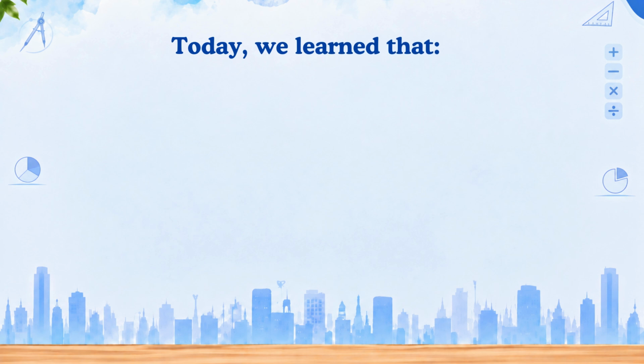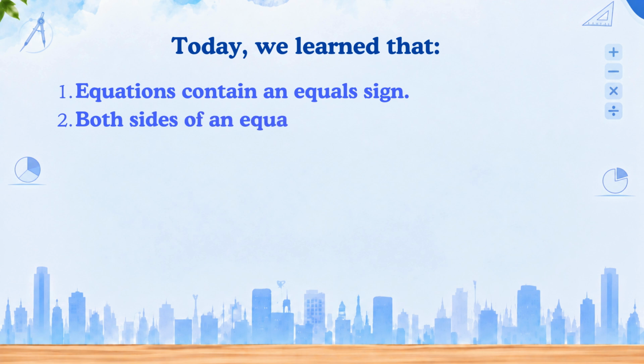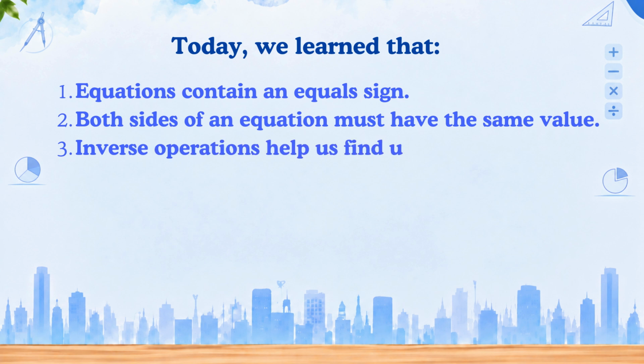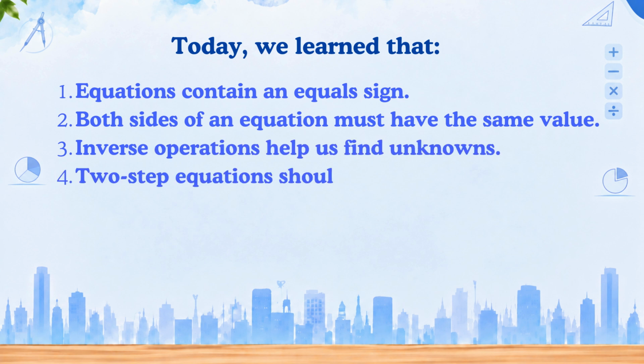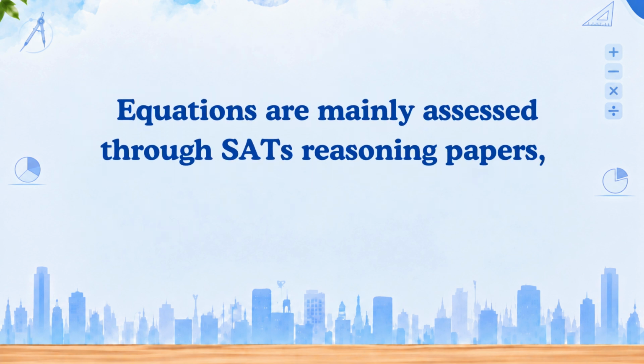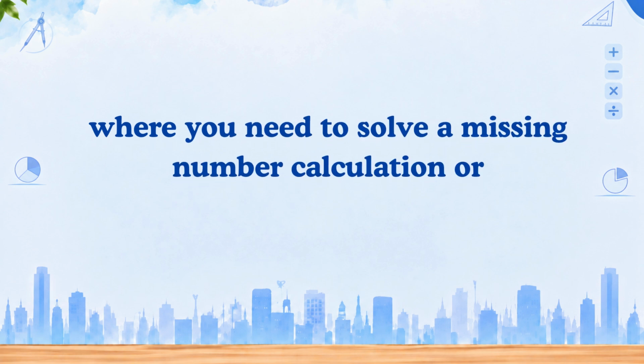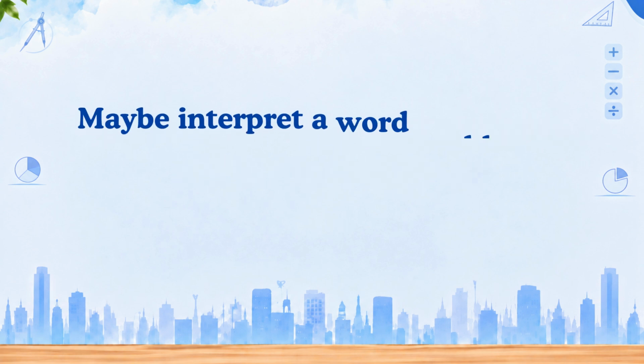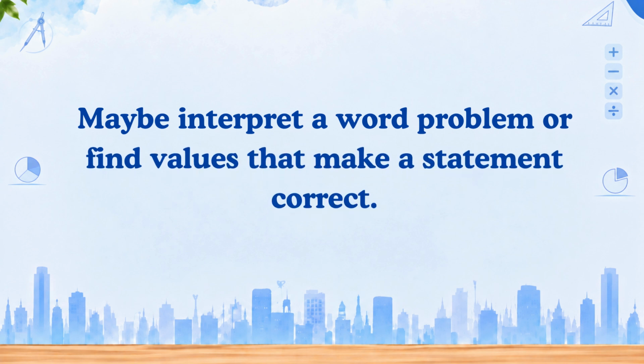Today we learnt that equations contain an equal sign. Both sides of an equation must have the same value. Inverse operations help us find unknowns. Two-step equations should be undone in reverse order, and solutions should always be checked by substitution. Equations are mainly assessed through SATs reasoning papers, where you need to solve a missing number calculation, or maybe interpret a word problem, or find values that make a statement correct.